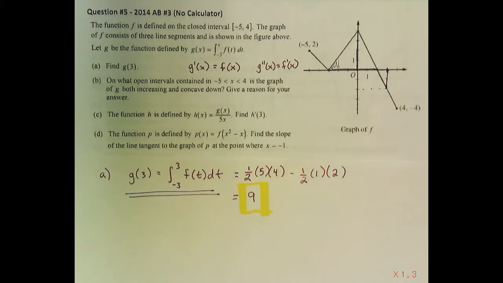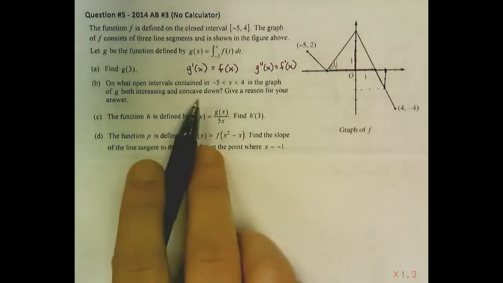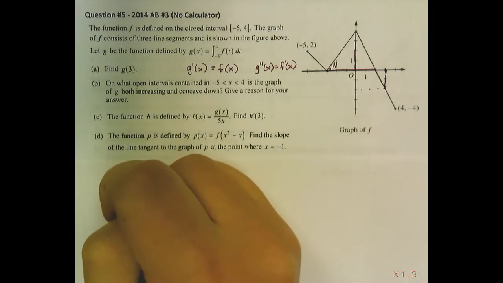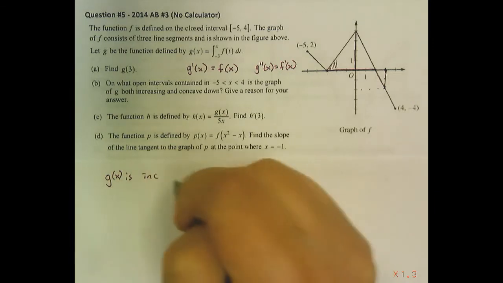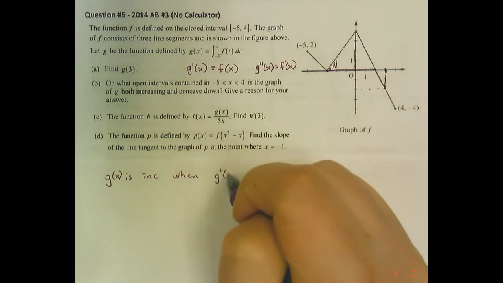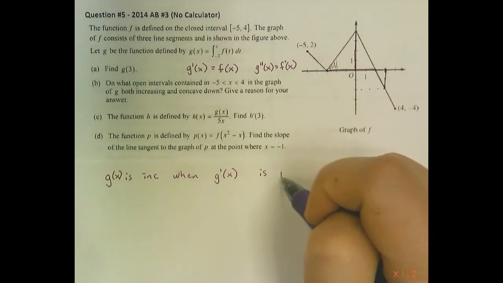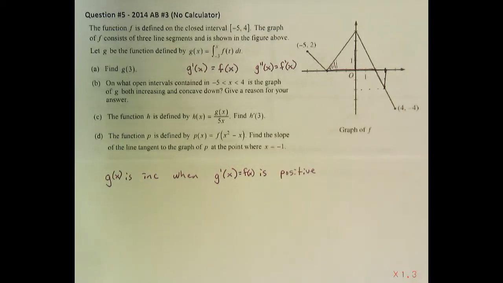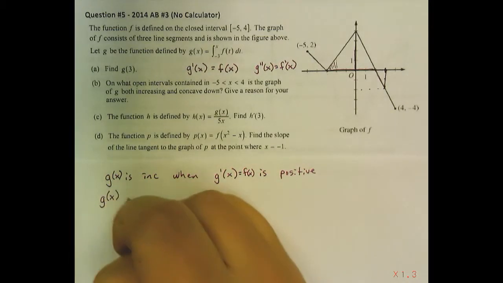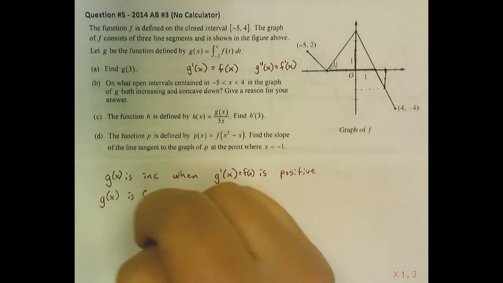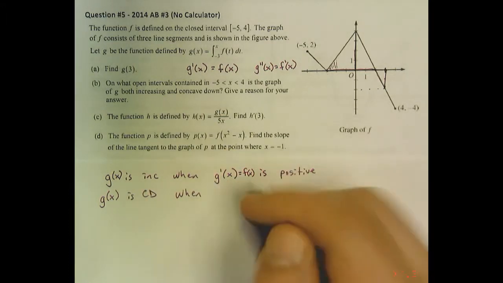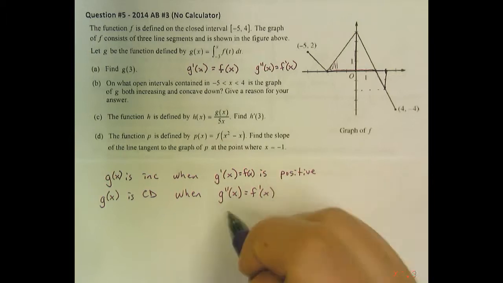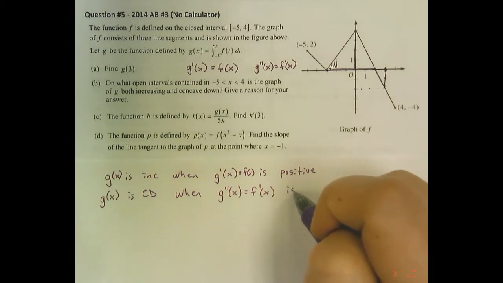Let's move on to part B. Part B is asking us on what intervals is g increasing and concave down. So g of x is increasing when g prime of x is positive. Remember, g prime of x is the same thing as f of x. And g of x is concave down when g prime prime of x is negative.